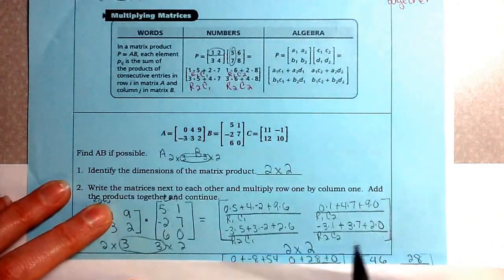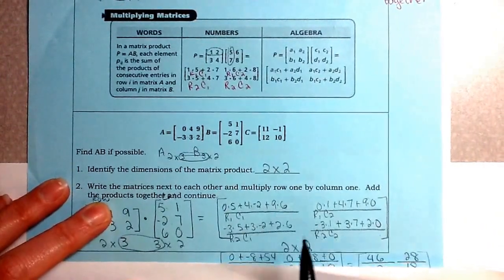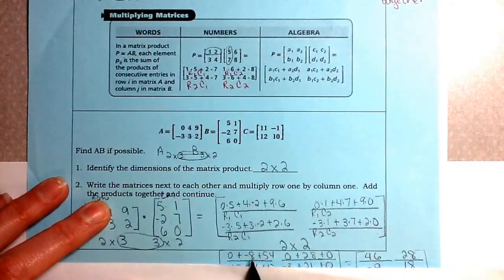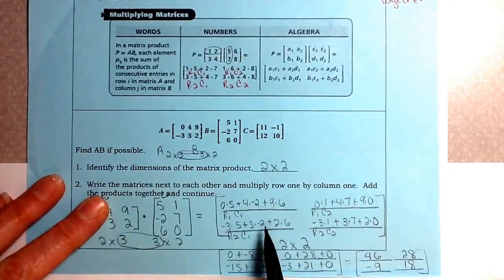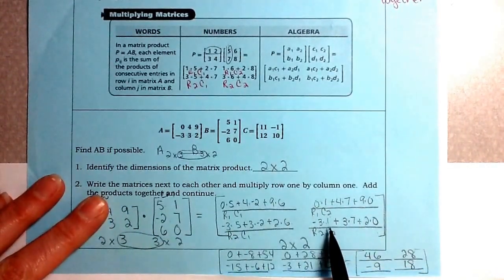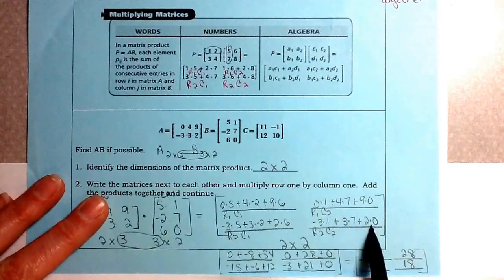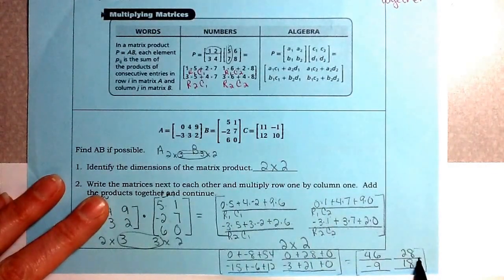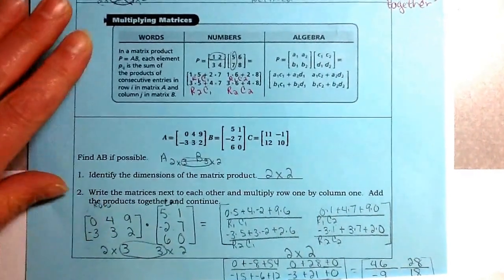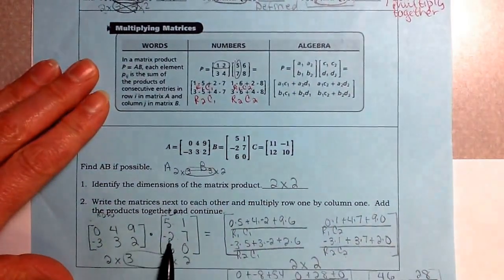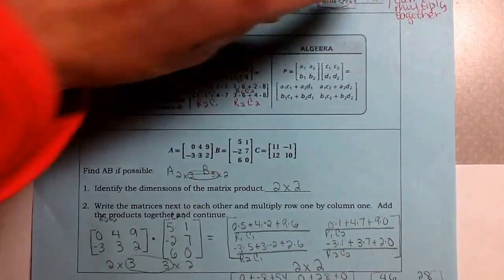Okay, so what I've done next is I've just multiplied these out. This is going to be 0, negative 8, 54. Here we're going to get 0, 28, and 0. Next row, negative 15, negative 6, 12. Next row, negative 3, 21, and 0. And then when I simplify all those, I'll have 46, 28, negative 9, and 18. Which is much different. I mean, if I tried to multiply here, it would look like it was undefined.